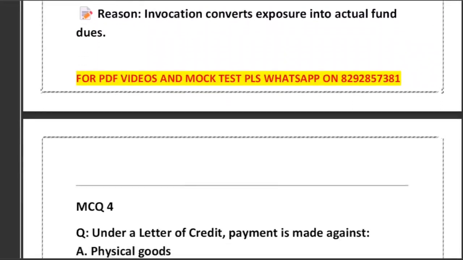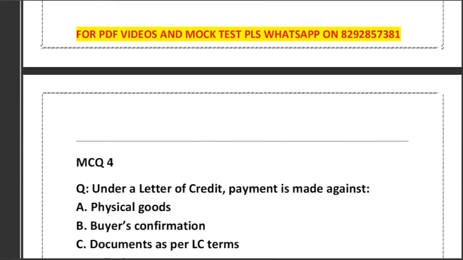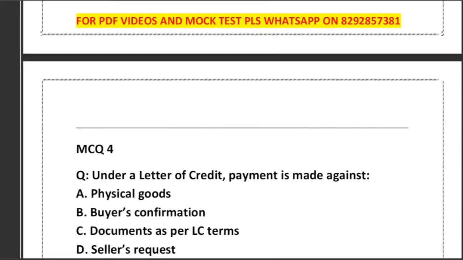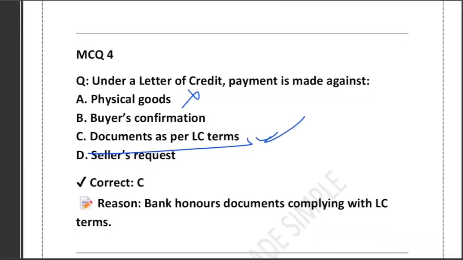Now the next question we have is: under a letter of credit, payment is made against physical goods, buyer confirmation, documents as per LC terms, or seller request? So payment is made against what? Obviously goods. No. Documents. Payment is as per the documents, not the goods.